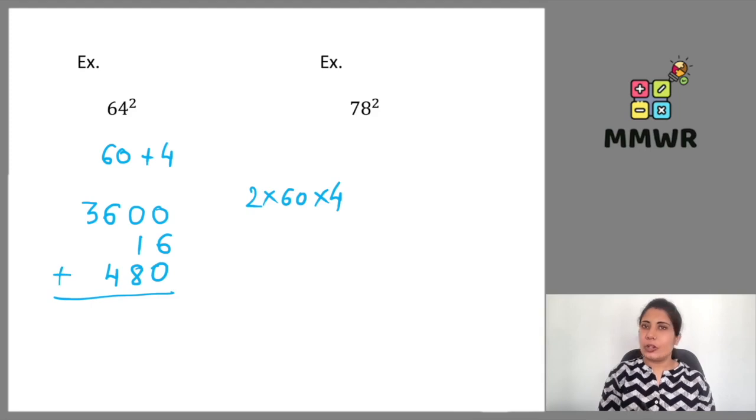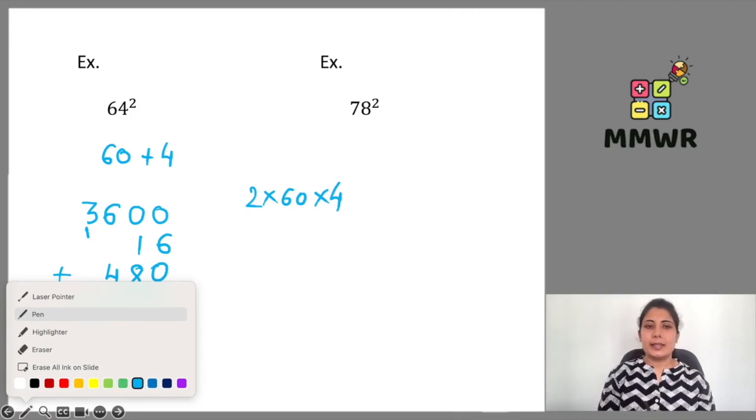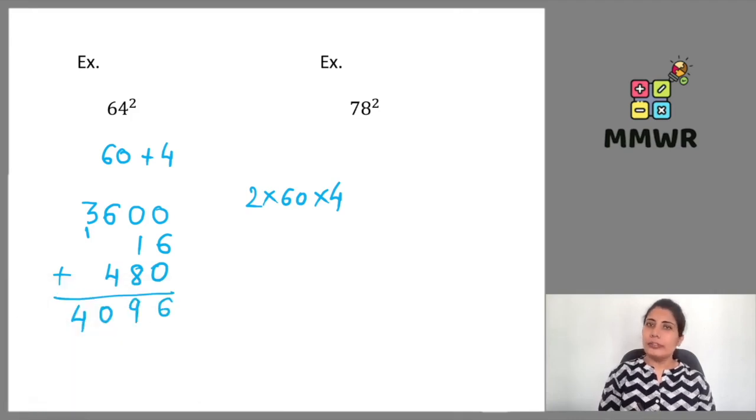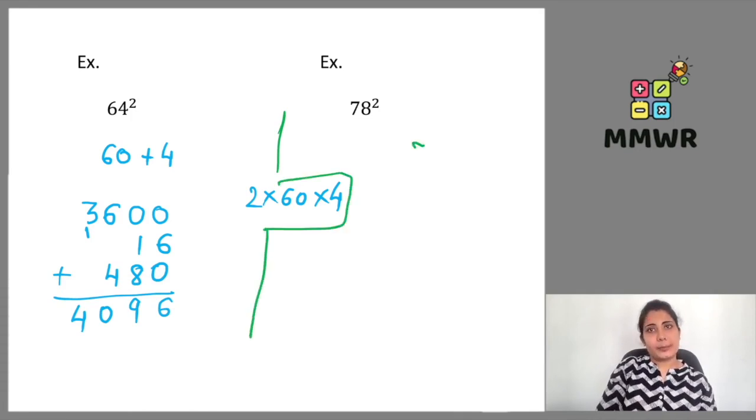Let's quickly add all of them. So this gives me 6, 9, 6 plus 4 is 10 and 3 plus 1 is 4. So 4096 will be the square of 64. Okay. Similarly, we can try with the other example, 78.